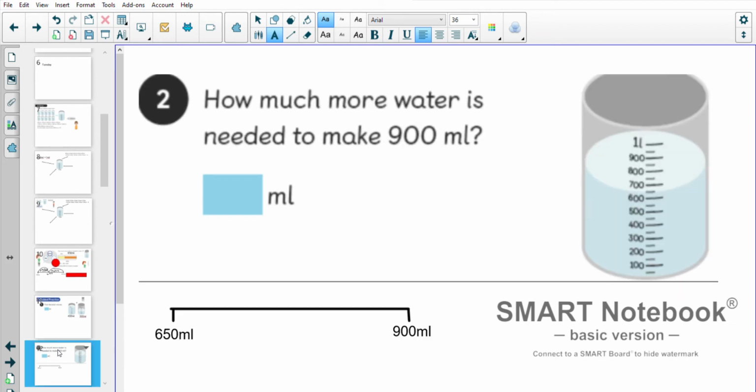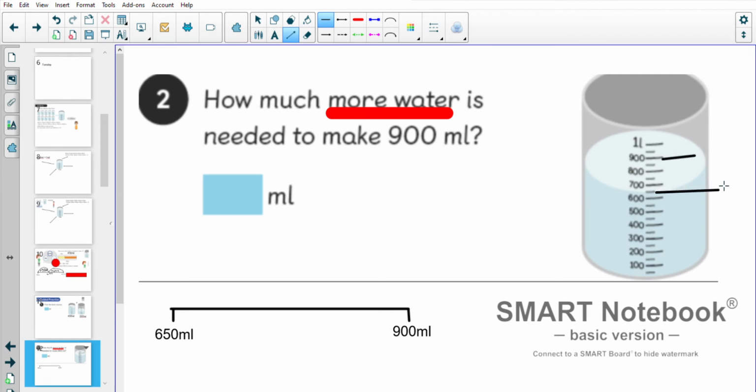Pause the video, work it out yourself and see if you get the same answer. I can see how much more water. Oh, so this bit here where it says more water, you need to work out the difference or how much is needed to make 900. So if I look at here, I'm trying to get to 900, but I'm only down here on halfway between 600 and 700. So at the moment I'm on 650 and I'm trying to get up to 900.